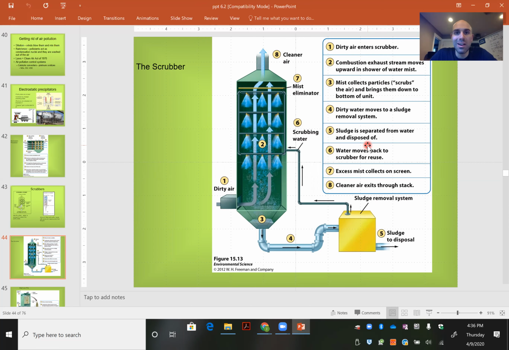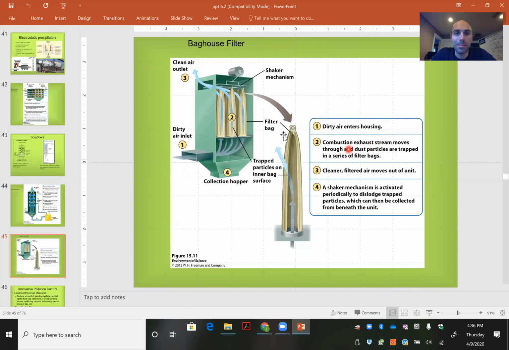Moving on, let's take a look at these airbags. What we have here is a baghouse filter. I don't know if you're familiar with wood shops, but a lot of times they will connect these filter bags to a bunch of the different woodworking machines. They then collect the dust that comes out.